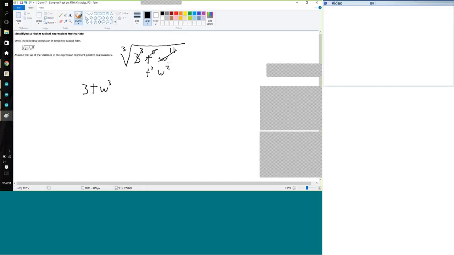So this is what's left on the inside now. So I've got this cube root of t squared. I can do a little bit better. Ever so a little bit better. And w squared for my final answer. Any questions?